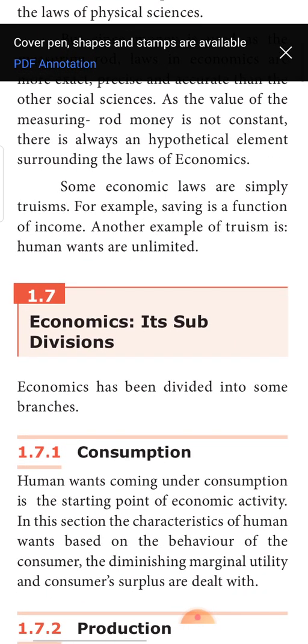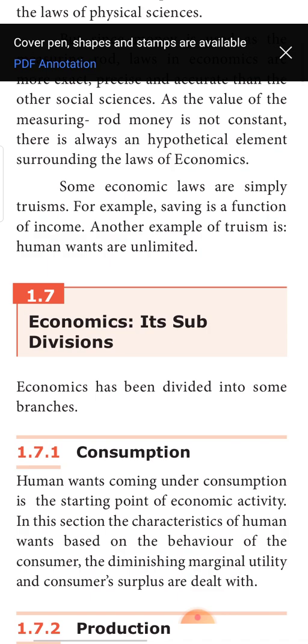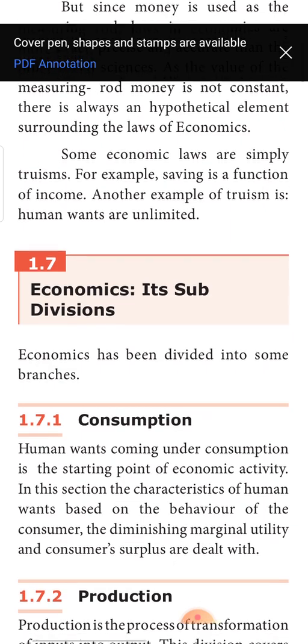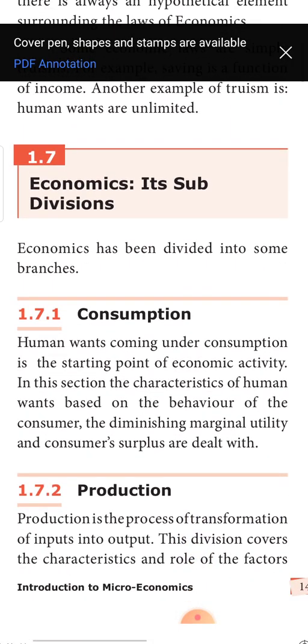Likewise, another example of truism is human wants are unlimited. Is it true or false? It is absolutely true. Our wants are totally unlimited in nature. Our wants are endless. Till we live in this world, our wants keep on recurring. It is limitless. With this, we are just finishing what is the nature of economic laws.